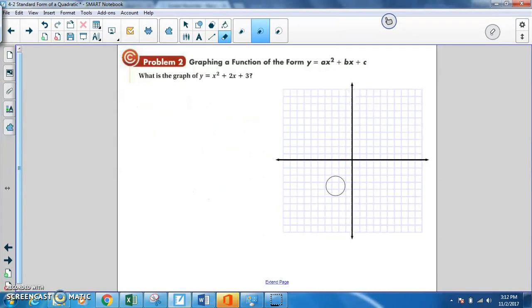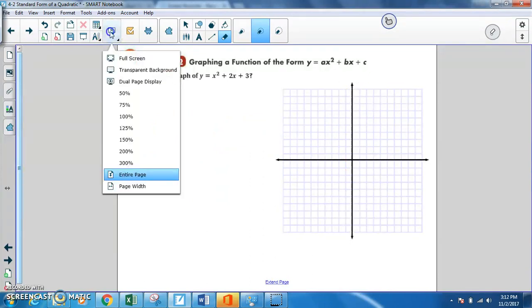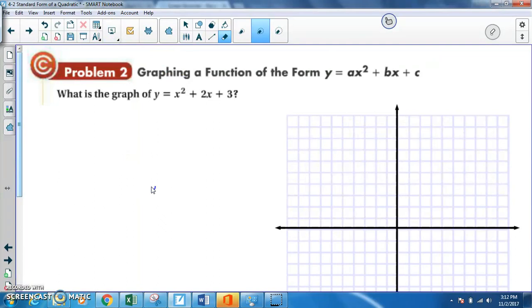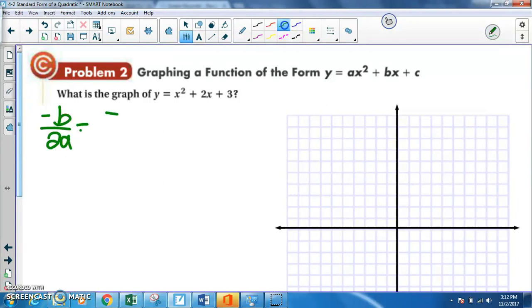So, if we have the equation y is equal to x squared plus 2x plus 3, I need to first find my vertex. Negative b over 2a. Negative b is negative 2 over 2 times 1, which is equal to negative 2 over 2, which is negative 1. I take negative 1 and plug it back into my equation.